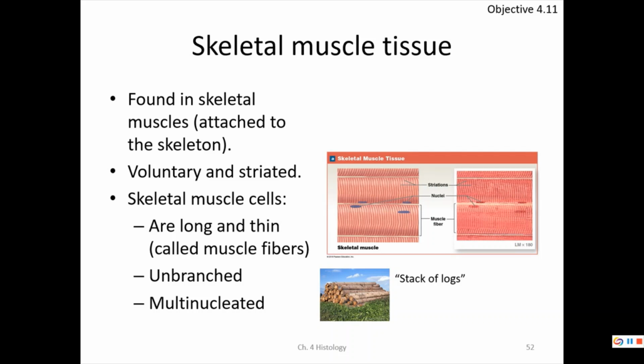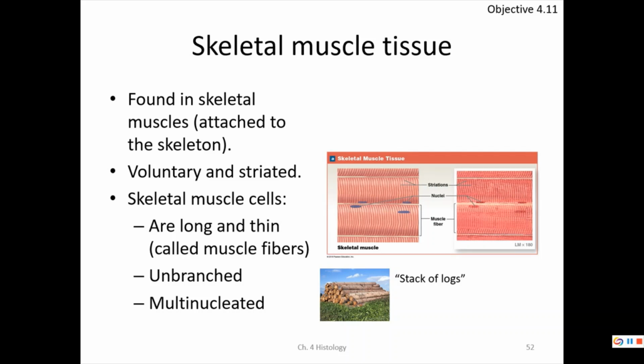Because it is under voluntary control, and the cells have these striations on them. These are overlapping proteins, and instead of secreting the proteins, they keep it inside. This is why I say a muscle cell is a connective tissue cell that forgot how to secrete.